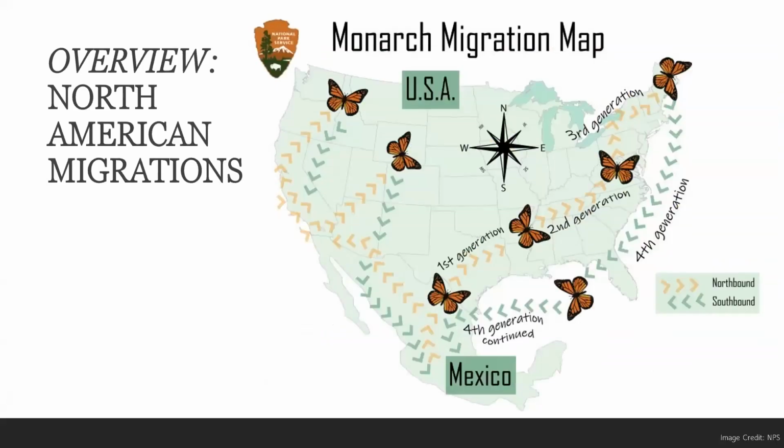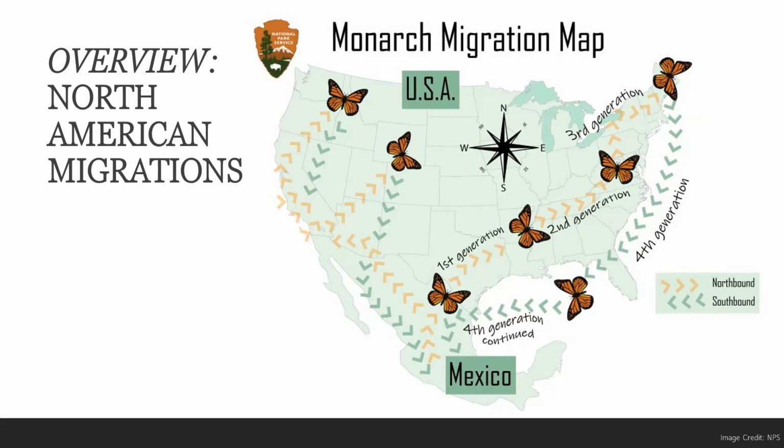This is the National Park Service map showing just a basic overview of the different migrations that they take. As you can see, there's also more complexity with the eastern migration. It takes 3 generations for them to reach their northernmost latitudes, and then the 4th generation makes their way down into Mexico.